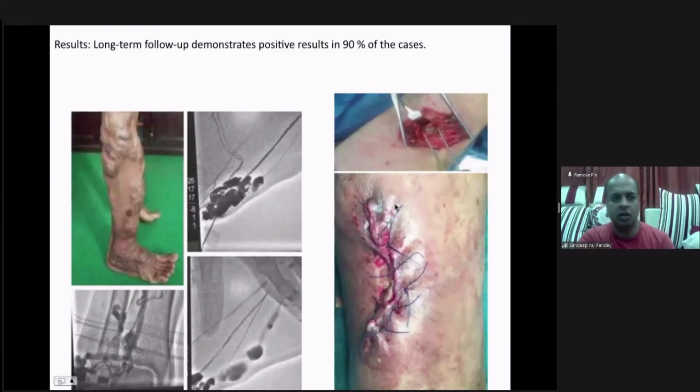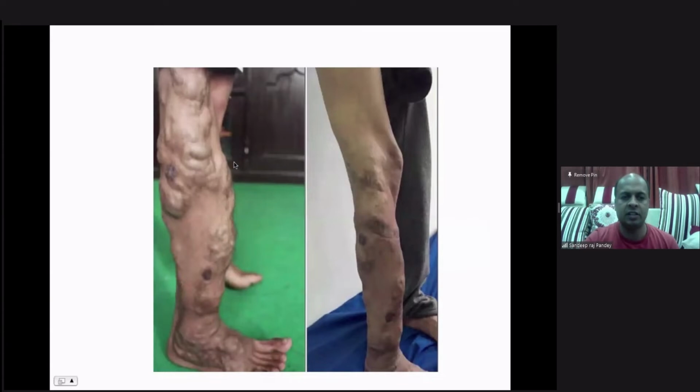So results: long-term follow-up demonstrates positive results in 90% of the cases. This was a young man, a waiter, with KT syndrome with venous malformation. I did several steps of embolization and sclerotherapy. Then further I also excised some malformation because he was having pain. And finally he got his leg, before the treatment and after treatment a few weeks. And he's doing good today.